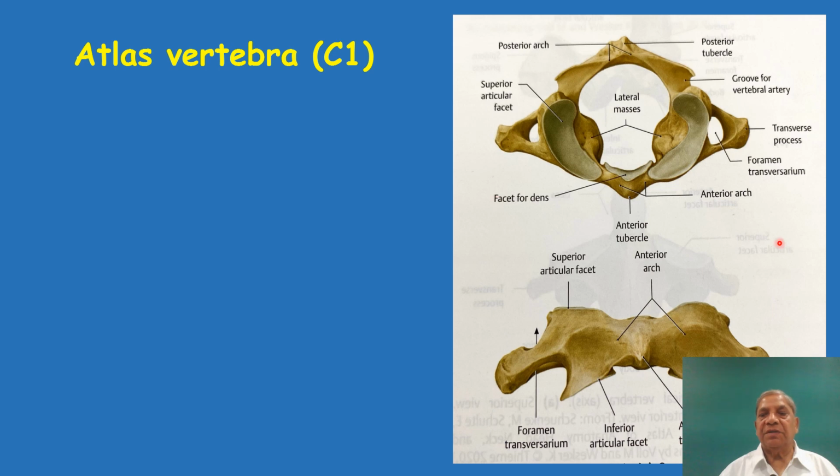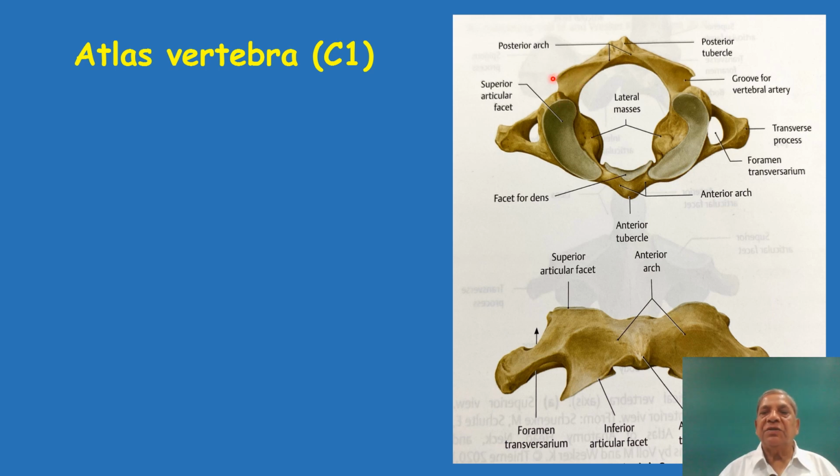And another important question can be why it is called the atlas vertebra. You can say that because it articulates with the condyles of the skull, and it carries all the weight of the skull. That's why it is called the atlas vertebra. According to Greek mythology, Atlas carries the weight of the earth. Similarly, this vertebra is responsible for carrying the weight of the head, which resembles an earth-like rounded structure.